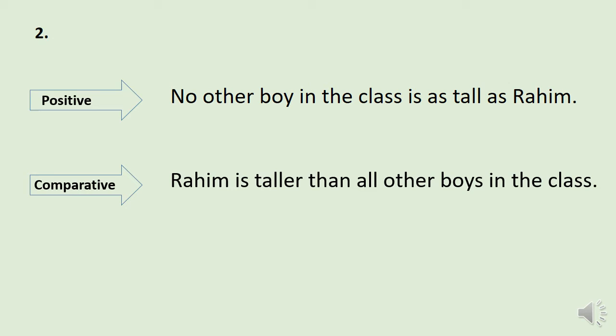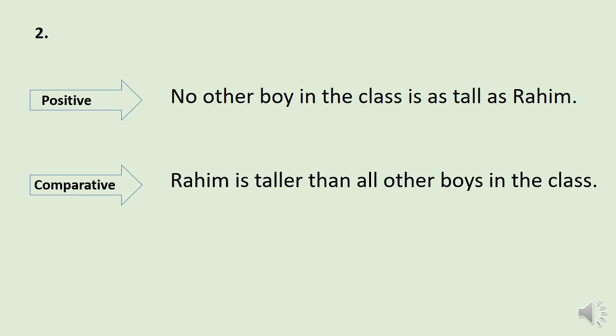And then we have added one more word, that is than. Always we have to use than after comparative degree, okay? And then we have used all other boys in the place of no other boy. And thus we can write it in comparative degree.